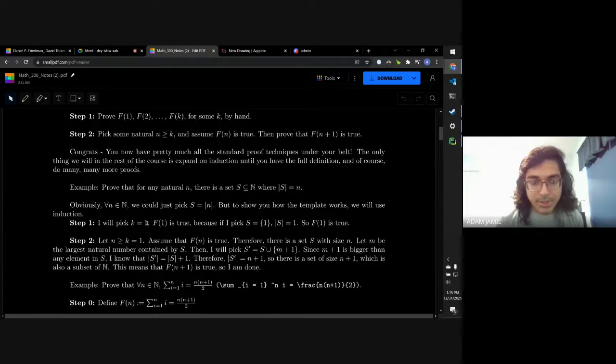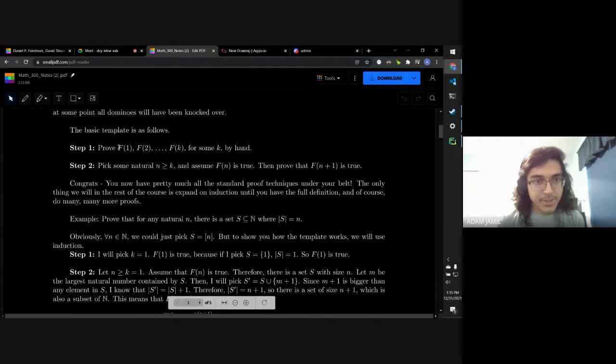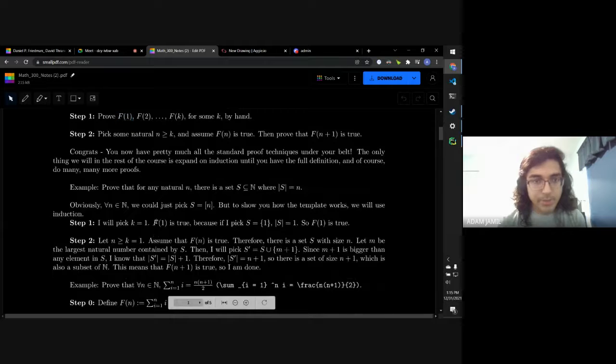So it turns out that there's nothing weird going on here. So we can just pick k equals 1. So k equals 1 means that we just need to prove f of 1. Okay. So I need to prove f of 1. And f of 1 is clearly true because if I pick S equal to the set containing 1, then the cardinality is 1, and f of 1 is true. Okay, so this was the base case.